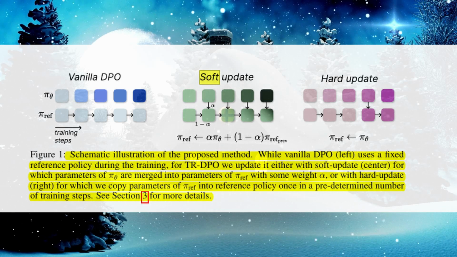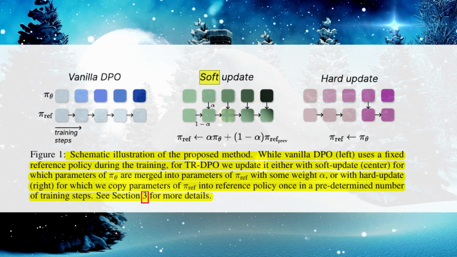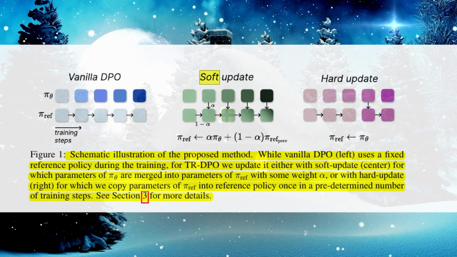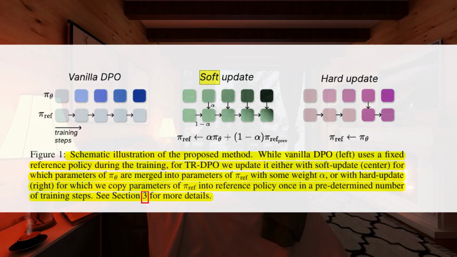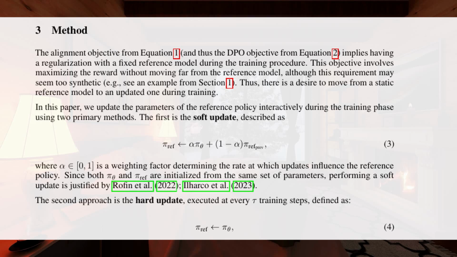Introducing Trust Region Direct Preference Optimization, TR-DPO. The paper proposes a novel approach called Trust Region Direct Preference Optimization, TR-DPO. The core idea is to update the reference policy during training, allowing the model to learn and adapt more effectively to human preferences. This is achieved through two primary update methods.